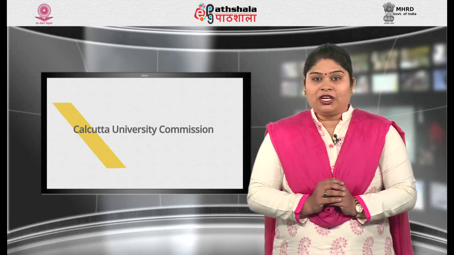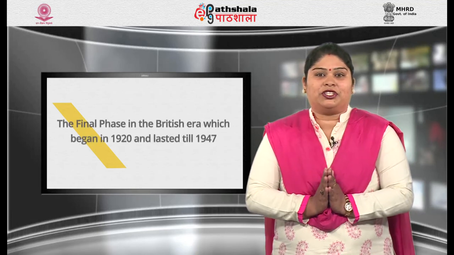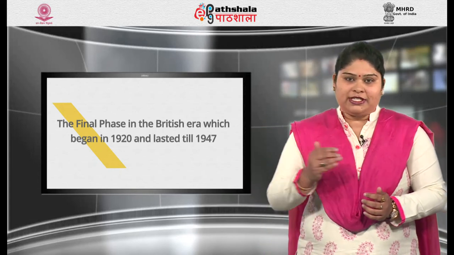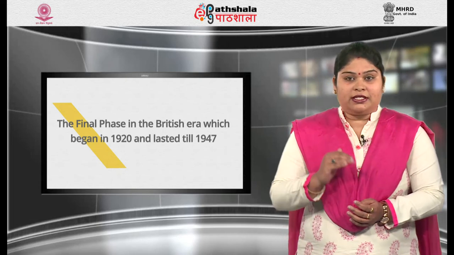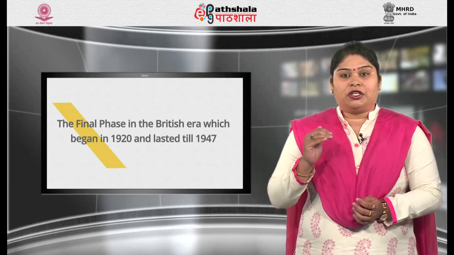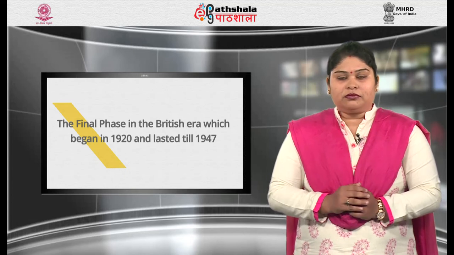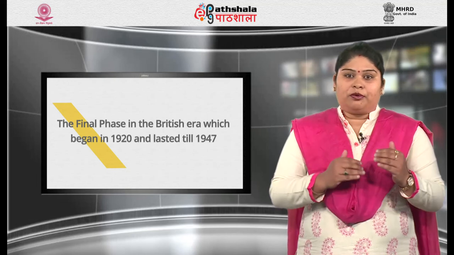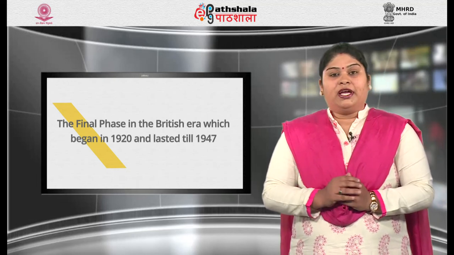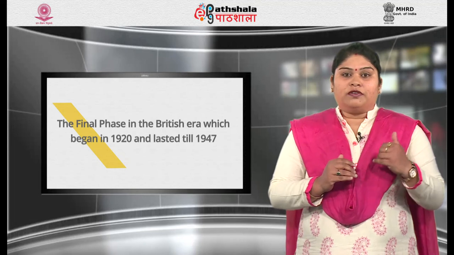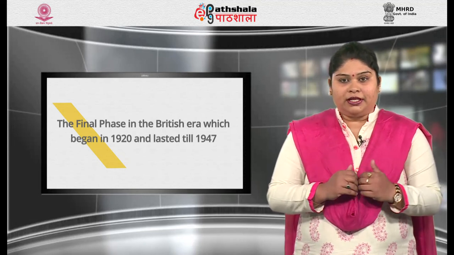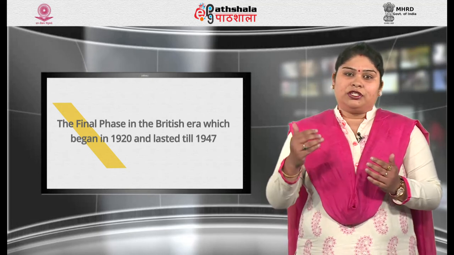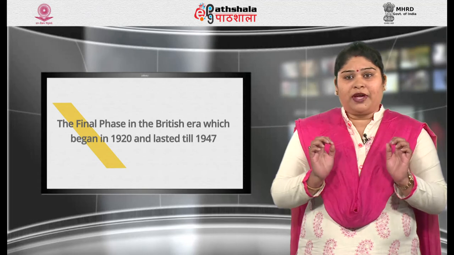Now, we will focus on the final phase in the British era, which began in 1920 and lasted till 1947. This stage is called the period of provincial autonomy, as there had been comparatively greater devolution of power to the provincial authorities. So, in 1921, because of the dual administration set up in the country, state legislative assemblies and the Ministry of Education came into existence.